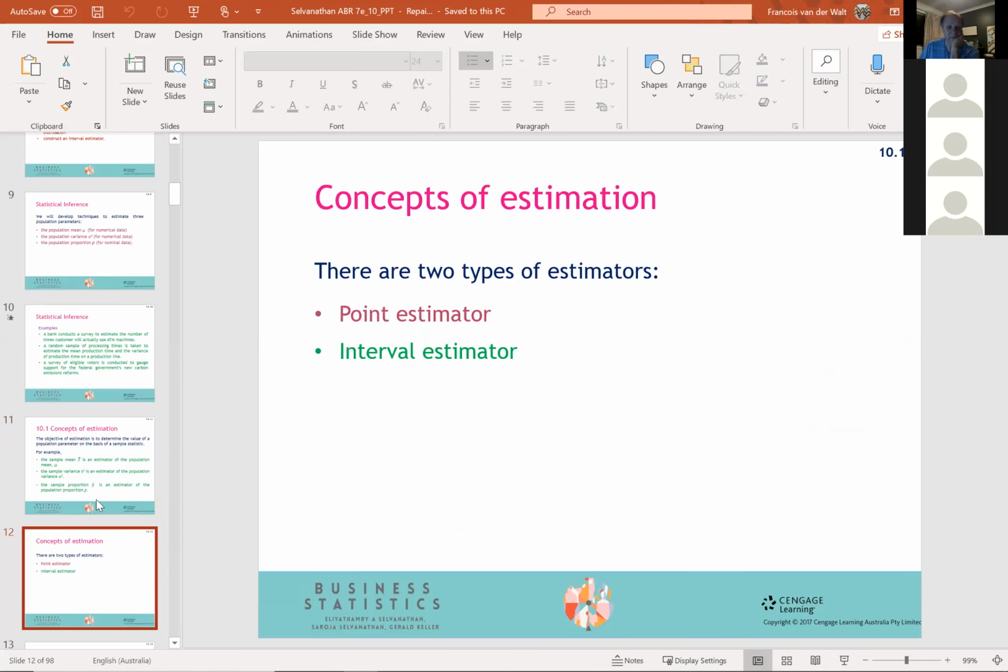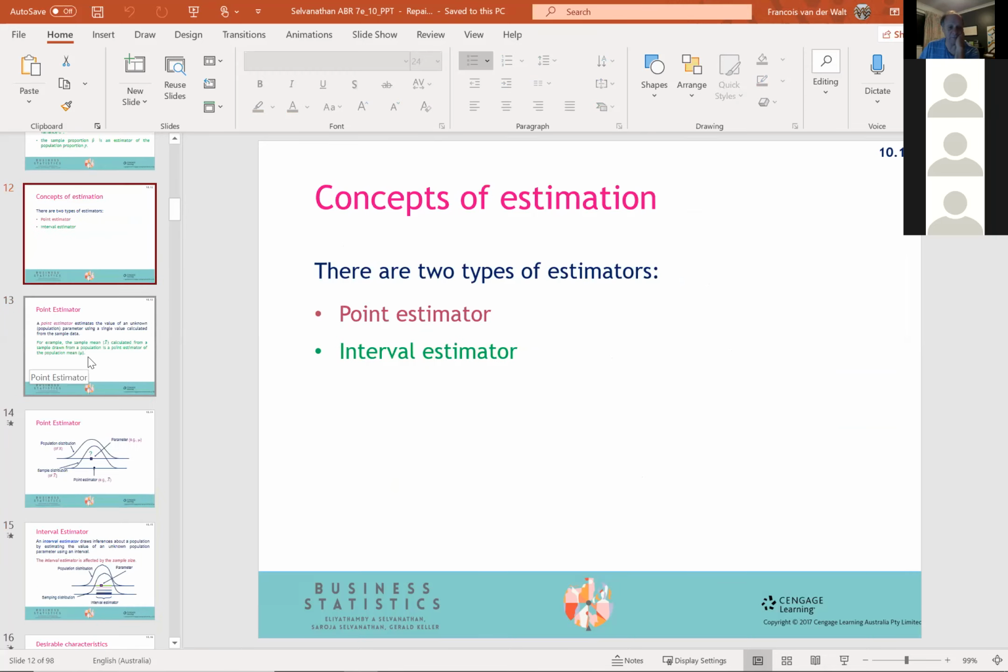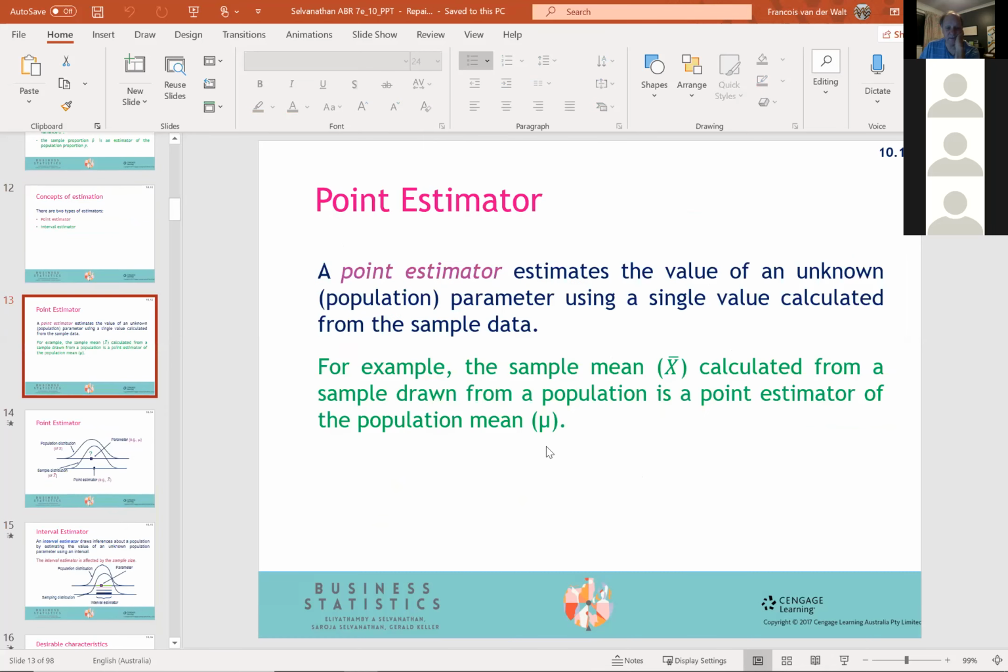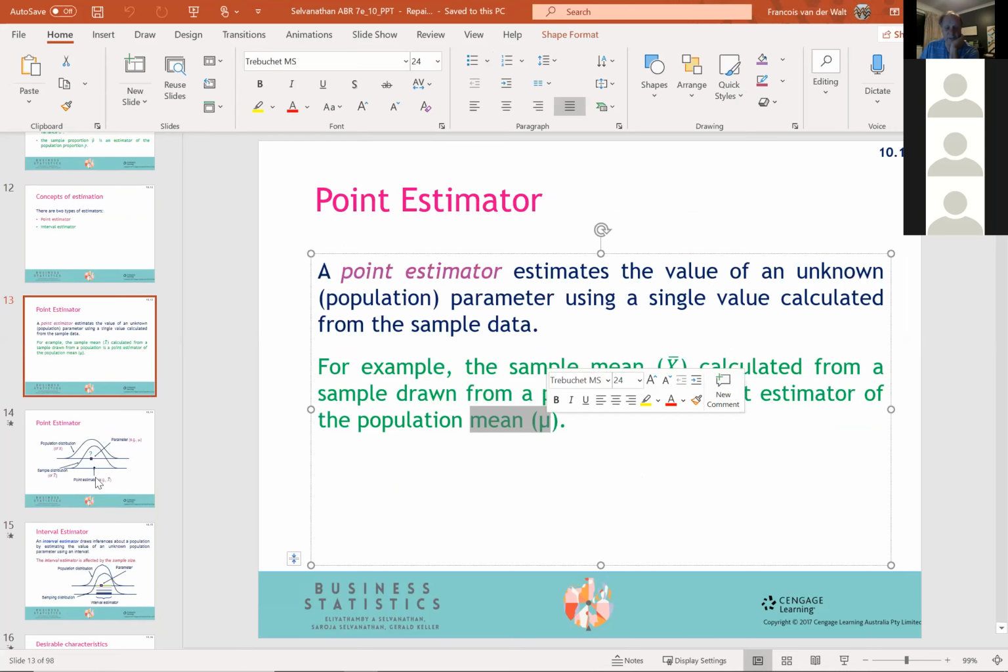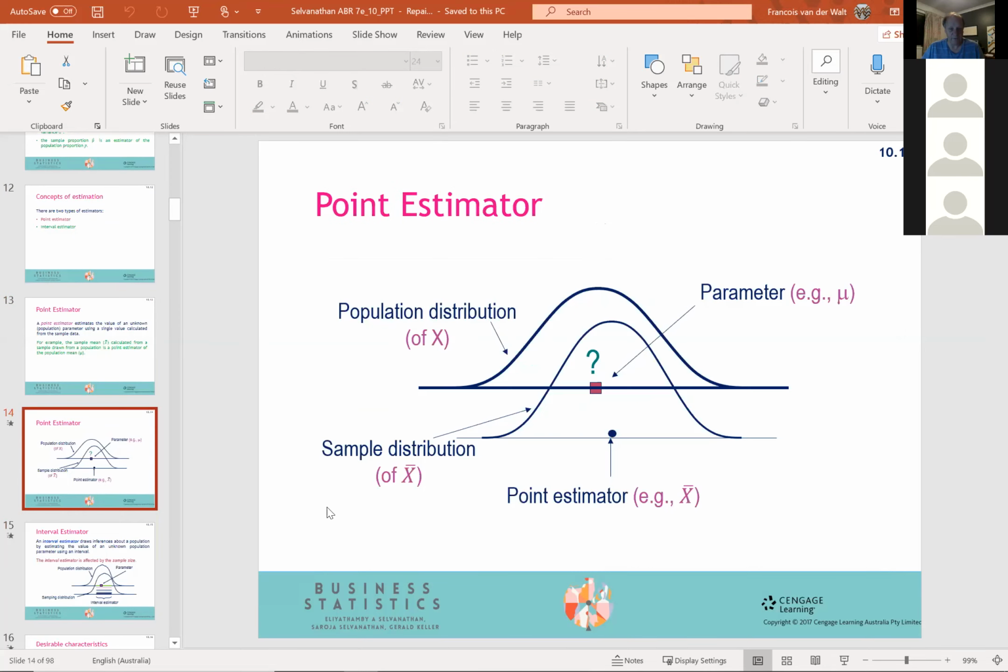Okay, there are 2 types of estimators, a point estimator and an interval estimator. You should get it by now. For the point estimator, the sample mean, how do we want to estimate the population mean? Draw a sample, calculate the sample mean. How does it look graphically? Remember, here's the population, and it's sort of a normal distribution. It doesn't need to be, but it is in this particular case.